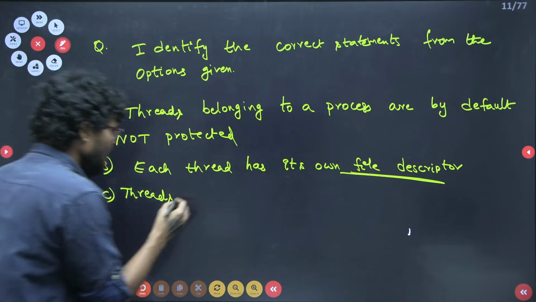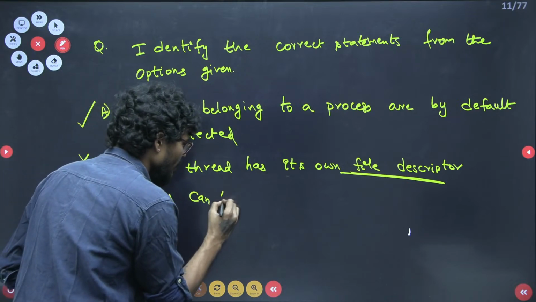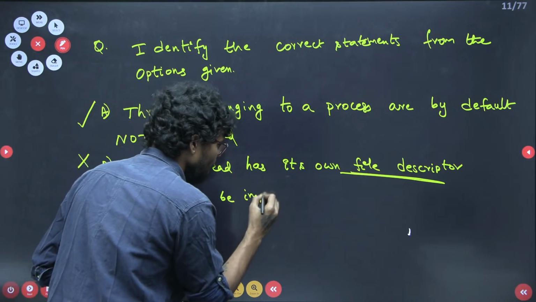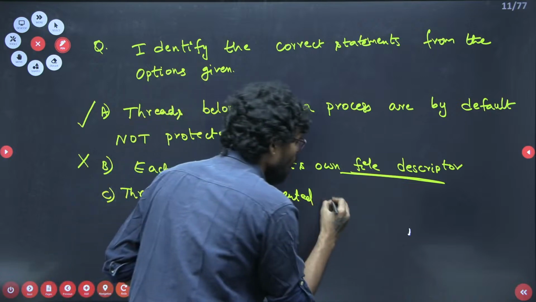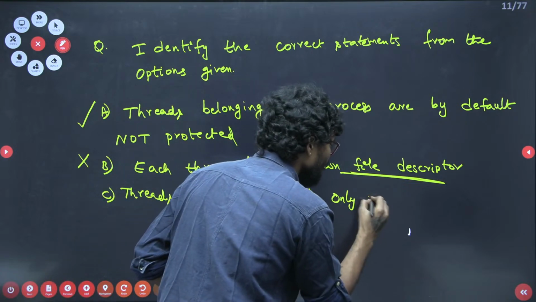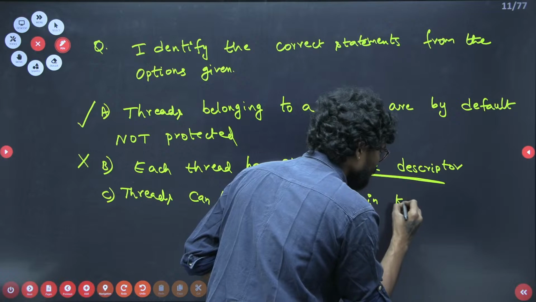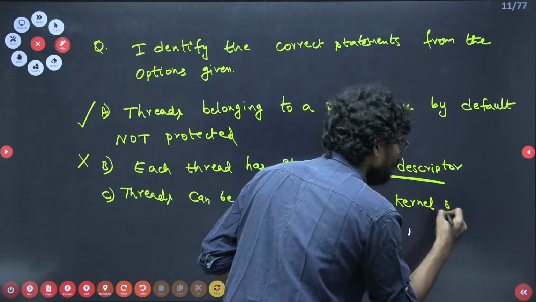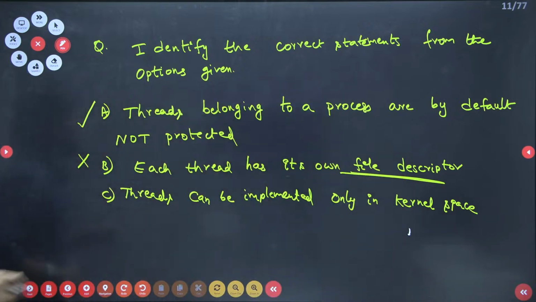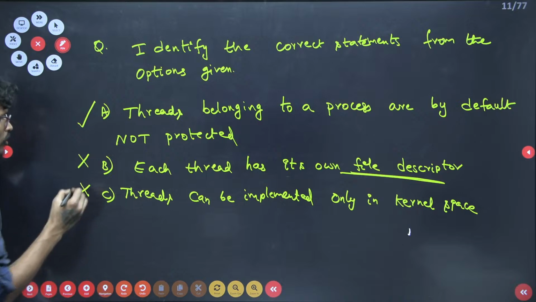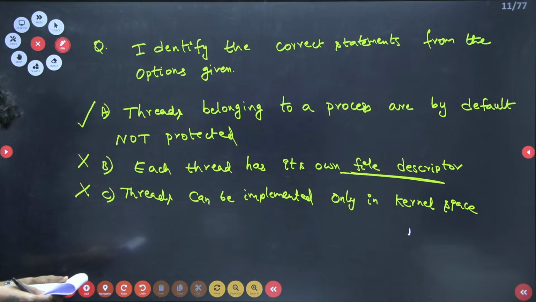And option C says threads can be implemented only in kernel space, which is false, because if the kernel does not support threading, we can always use user threads. We can have our own libraries.